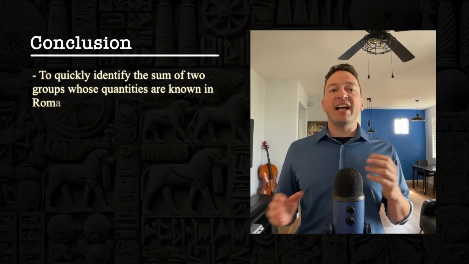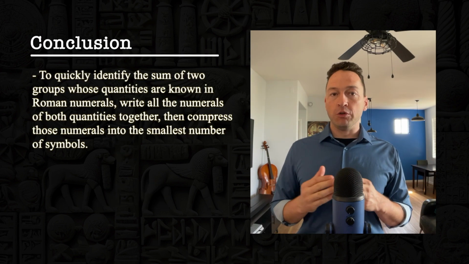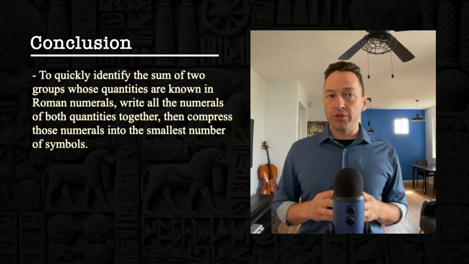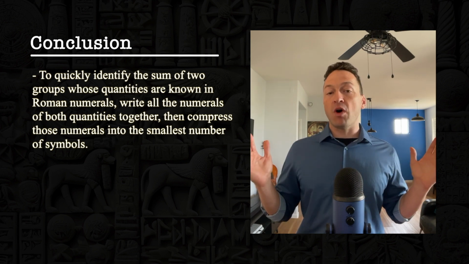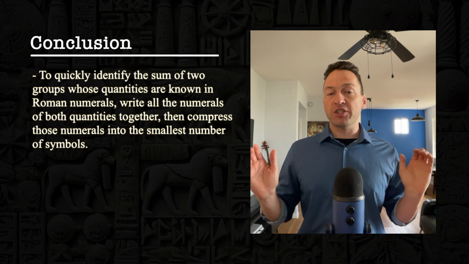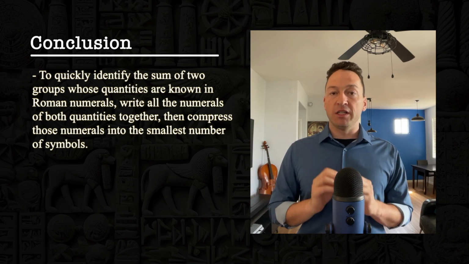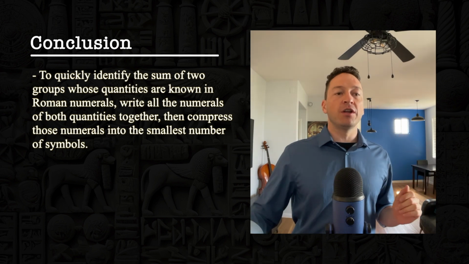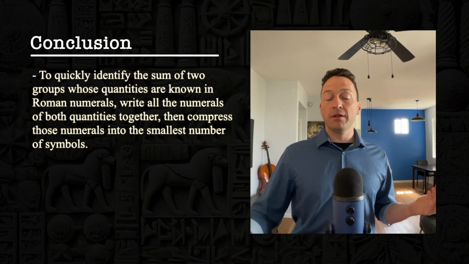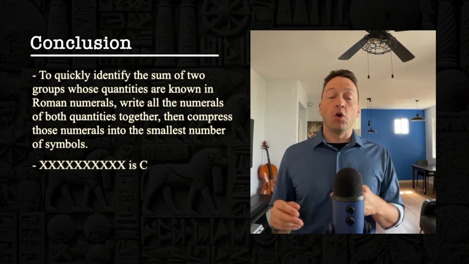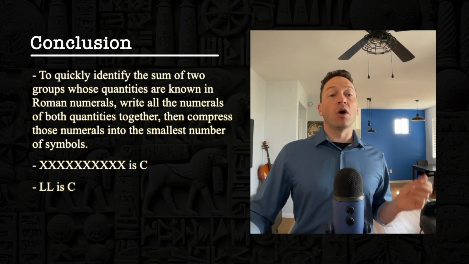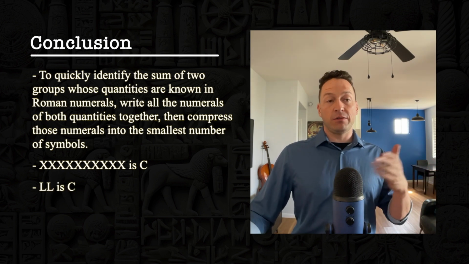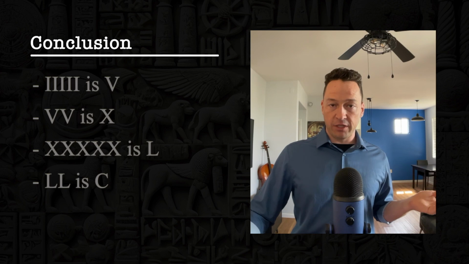Conclusion. To quickly identify the sum of two groups whose quantities are known in Roman numerals, write all of the numerals of both quantities together. Then compress those numerals into the smallest number of symbols possible. And lastly, as sort of a bonus conclusion, we have come up with a new symbol. 10 X's is C, or 2 L's is C. So our new list of symbols, to give all of the symbols, is now seen on the screen.